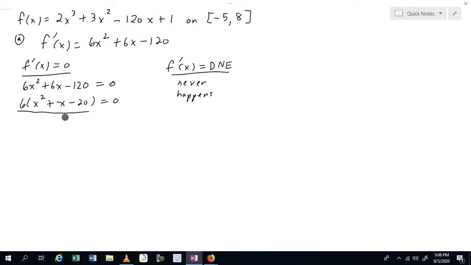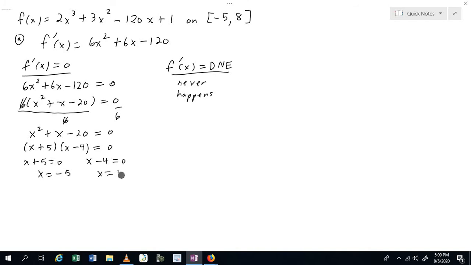Then you can divide both sides of the equation by 6, and that will get rid of the 6 on the left-hand side because it'll cancel out. And you'll be left with a 0 on the right-hand side. Okay, and then I think we can factor this trinomial. This factors into x plus 5 and x minus 4. If you solve these, x plus 5 is equal to 0, so x is equal to -5. And x minus 4 equal to 0 gives x is equal to 4.